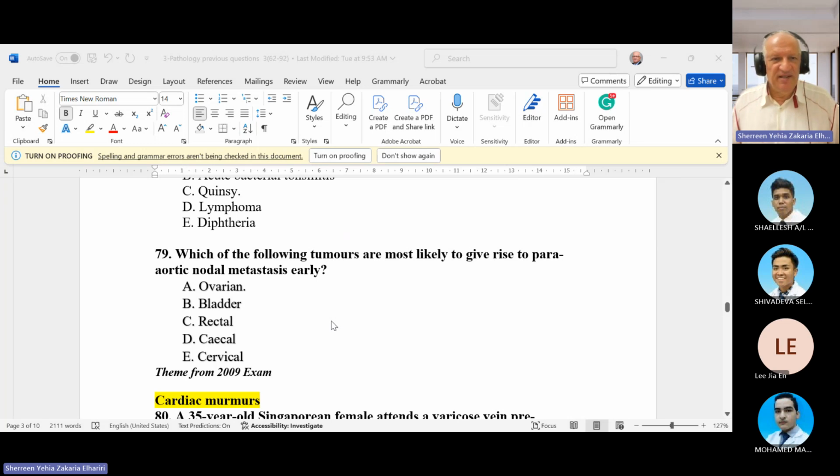Okay. Something not related. What is the following tumor most likely to give rise to para-aortic lymph node? So again, para-aortic lymph node enlarged in male, testis. In female, ovary and fundus of the uterus. And it is a common one in the exam. So fundus of the uterus, ovary, para-aortic lymph node. Testis, para-aortic lymph node. Uterus, internal iliac or iliac lymph node.